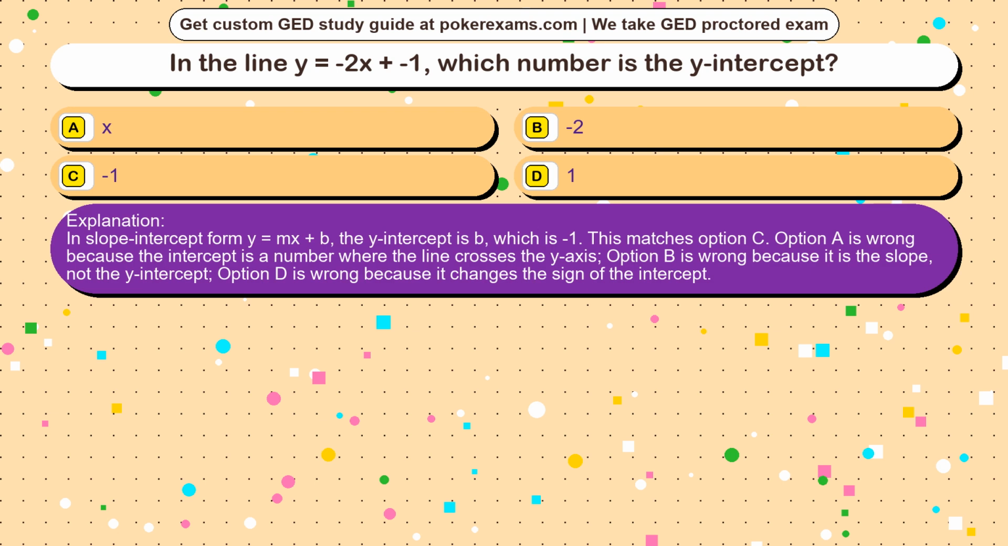In slope-intercept form y equals mx plus b, the y-intercept is b, which is -1. This matches option C. Option A is wrong because the intercept is a number where the line crosses the y-axis. Option B is wrong because it is the slope, not the y-intercept. Option D is wrong because it changes the sign of the intercept.